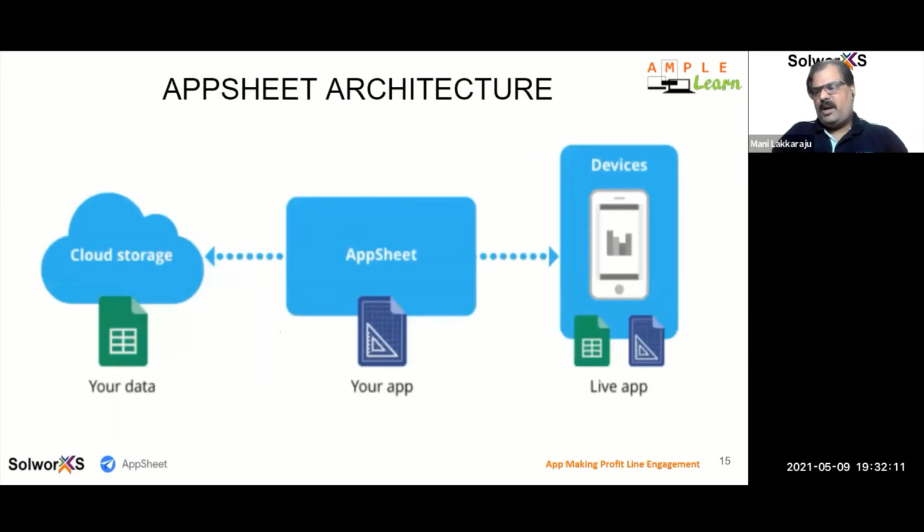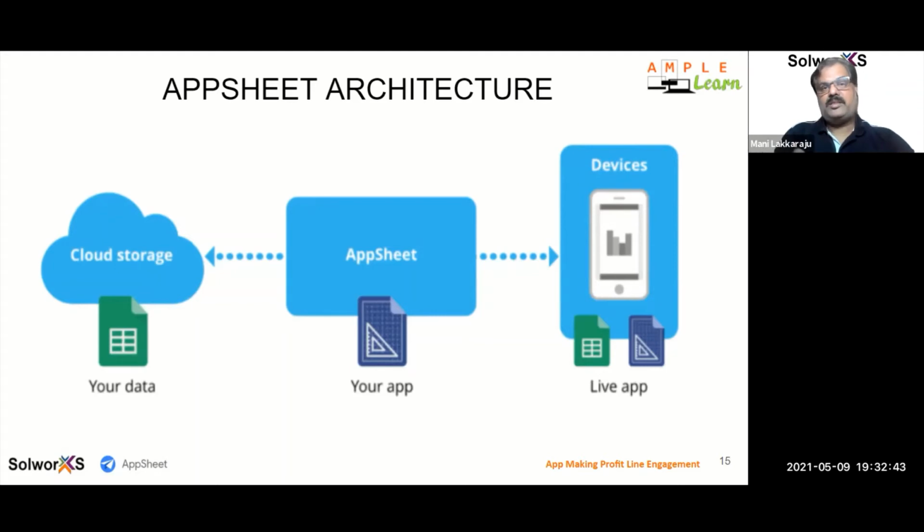Now, let me explain how this entire thing works. It is very simple. It's 3 steps. You log into your cloud storage. In this case, if you are working with Google, it is called Google Drive. Google Drive is the default cloud storage that you get with your Gmail. Then you can create a Google Sheet on the Google Cloud. Once the Google Sheet is ready, you can just use it to build an app using the AppSheet interface.